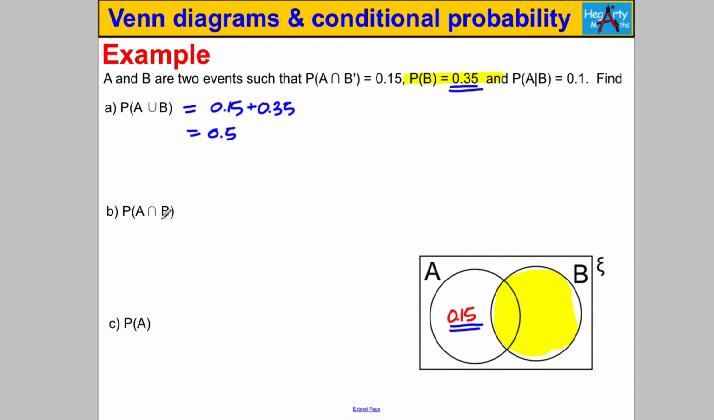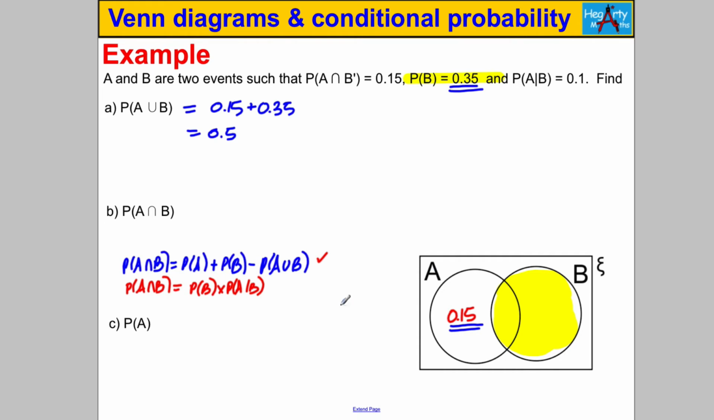Now we have to work out the probability of A and B. Can we do that? Well, we know two formulae for probability of A and B, and I'm going to write them down. We know the probability of A and B is the probability of A add the probability of B subtract the probability of A or B. That's a fact. And we also know from conditional formulae that the probability of A and B is going to be equal to the probability of B multiplied by the probability of A given B.